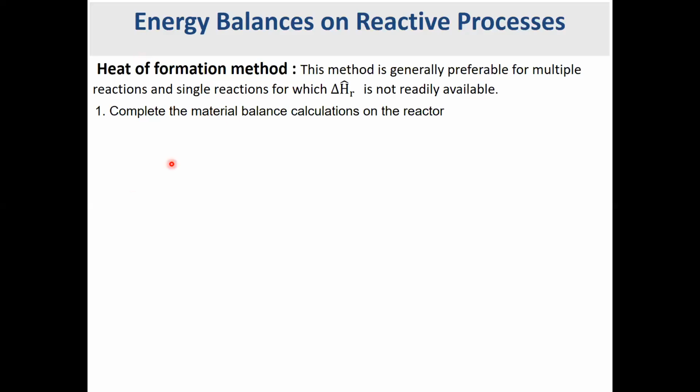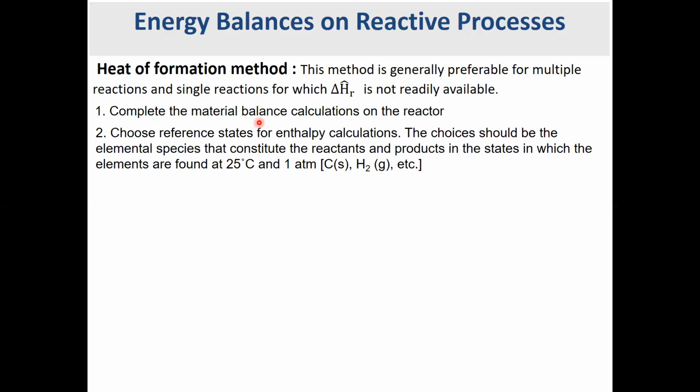Same way, you start: you draw the flow chart, complete the material balance, and calculate all the material balance that you can provide in the flow chart. And then your reference state for the heat of formation method is clear. You have to use elemental species that constitute the reactant and product in the state in which the elements are found at 25 Celsius and 1 atmosphere, which is for carbon, solid form, for hydrogen, gas form, and for O2, gas form. These are the elements found at 25 degrees and 1 atmosphere. And you have to form those components involved in the reaction from these elements.